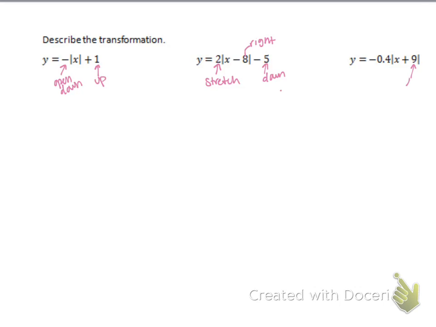Okay, we got a left 9, opposite of what you think. This negative opens down or reflects over x. So sad face, that's smaller than 1. Okay, so that's going to be a compress because all my points are going to get closer and closer together. If I multiply something times a half, it's going to get smaller. It's going to compress.